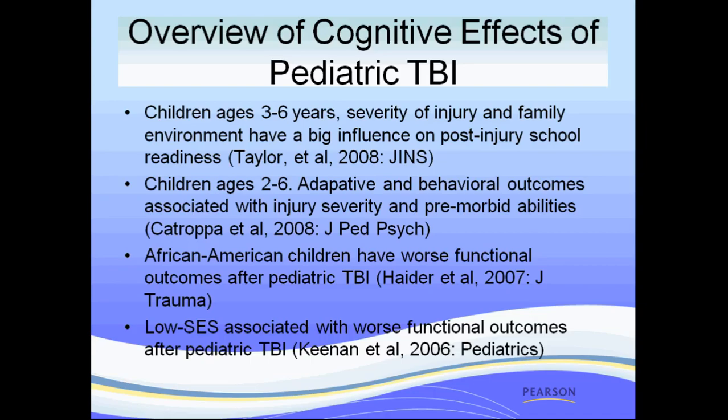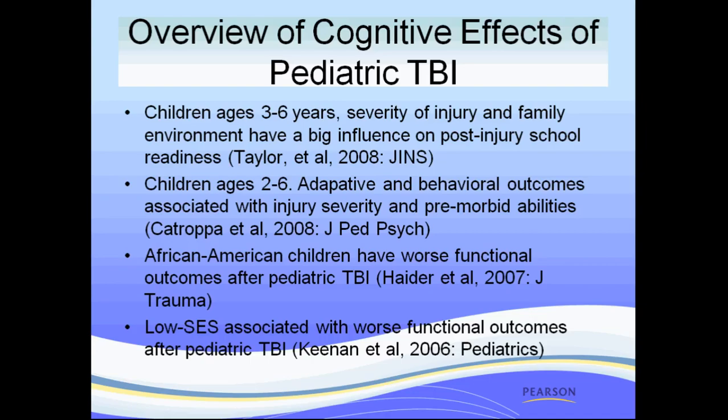And he showed that the severity of injury and family environment have a big influence on post-injury school readiness. So when they were looking at school readiness, they found that the kids, of course, who had more severe injuries were clearly not ready to be starting school. And when the family environment was not conducive to organizing and helping the child adjust, they had even bigger problems.